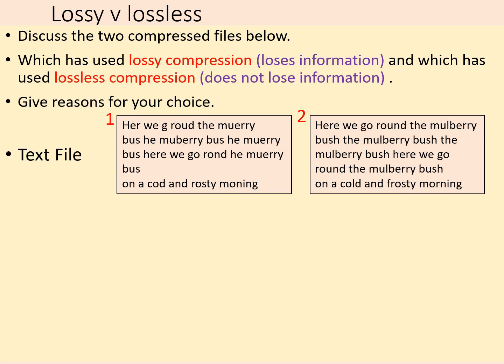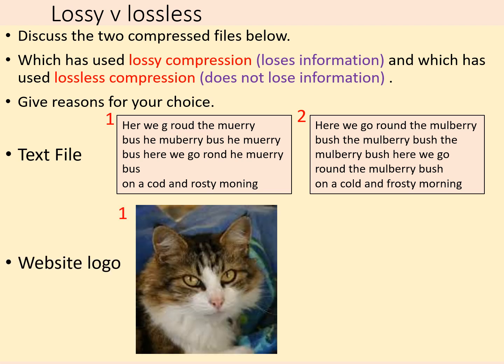Okay, so we can see we've got two versions of Here We Go Round the Mulberry Bush. The first one, we've got lots of text missing. So we can say for this one that we've used lossy compression because we've lost data from the first poem or first song. The second one, we've got all of the data. That means we must have used lossless compression for that one. Let's have a look at this next one.